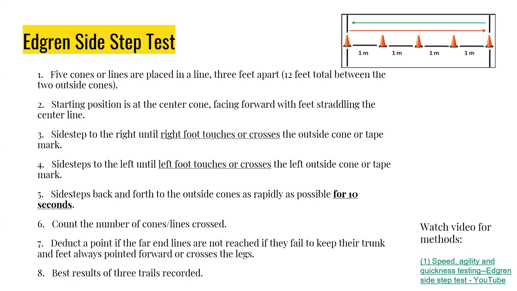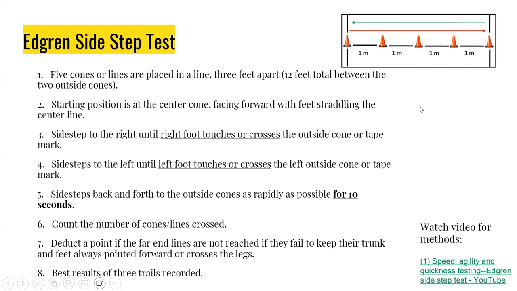Then you're going to sidestep or shuffle laterally, right, all the way to the left until the left foot touches or crosses the left outside cone or tape. You're going to sidestep back and forth, all the way to the left, all the way to the right, to the outside of the cones, as rapidly as possible for 10 seconds. So you're going to shuffle all the way to the right, to the furthest, the last cone, and all the way to the left, to the last cone, as fast as you can for 10 seconds. And your lab partner is going to count the number of cones that you have crossed.